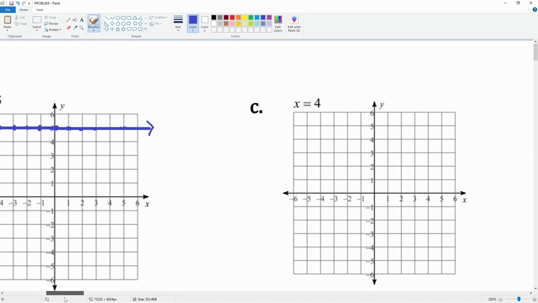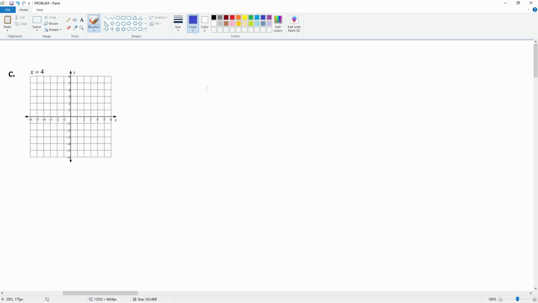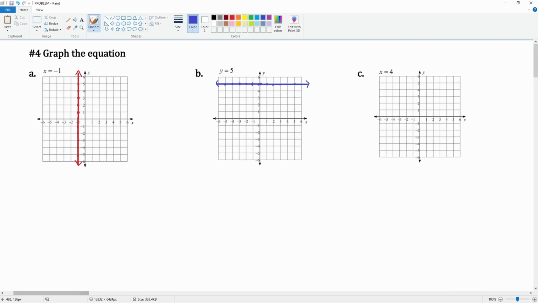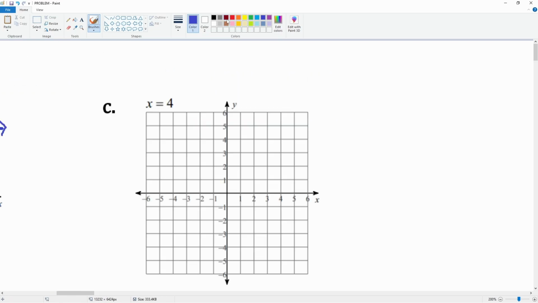C, this is the x, and we know from before, from A, anything that has an x is a vertical line. So we know that this is going to be a vertical line at x is equal to 4. This is where x is equal to 4. So let's draw our vertical line here, right? And that would be our graph of our function of x is equal to 4 here.